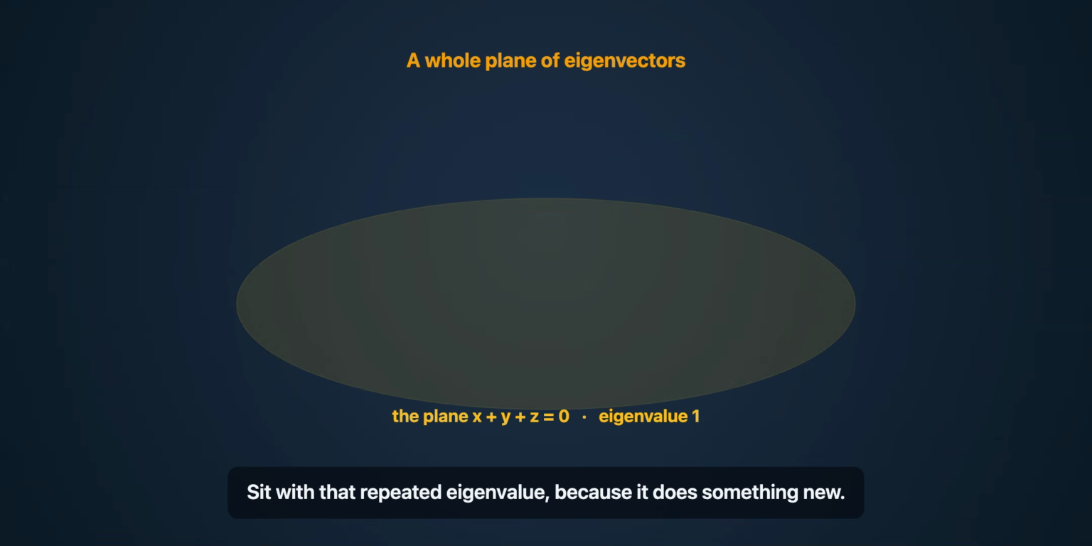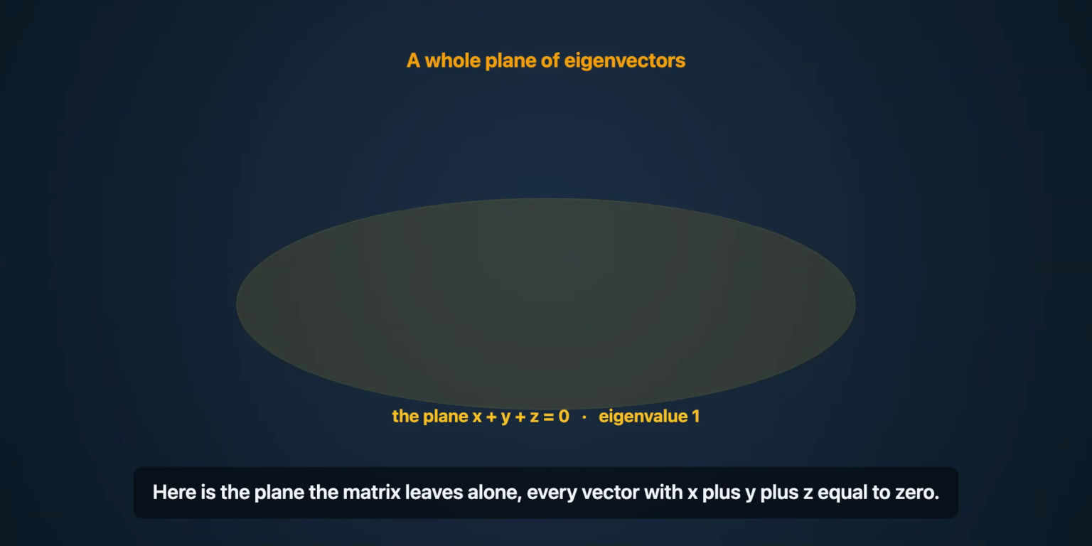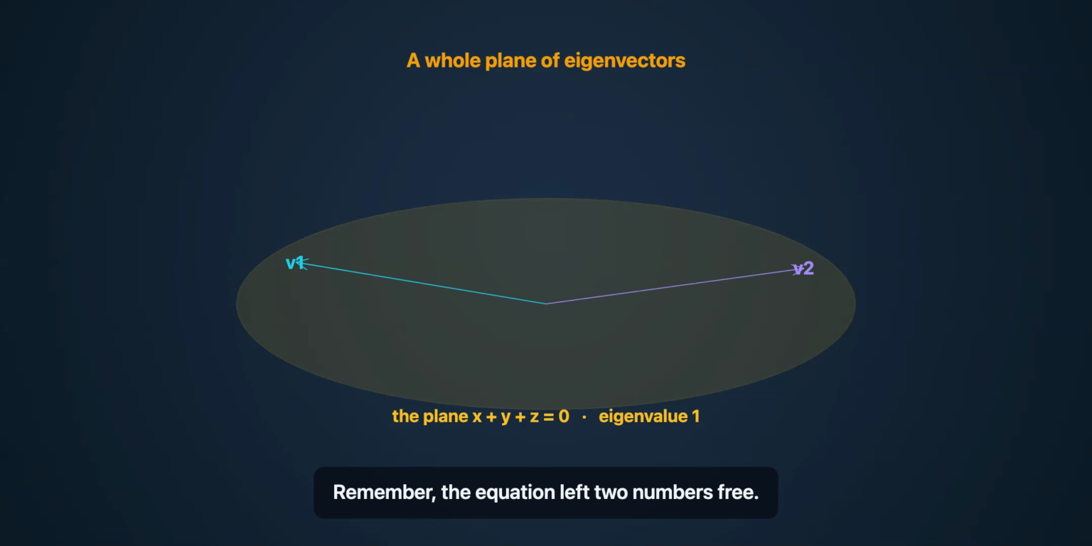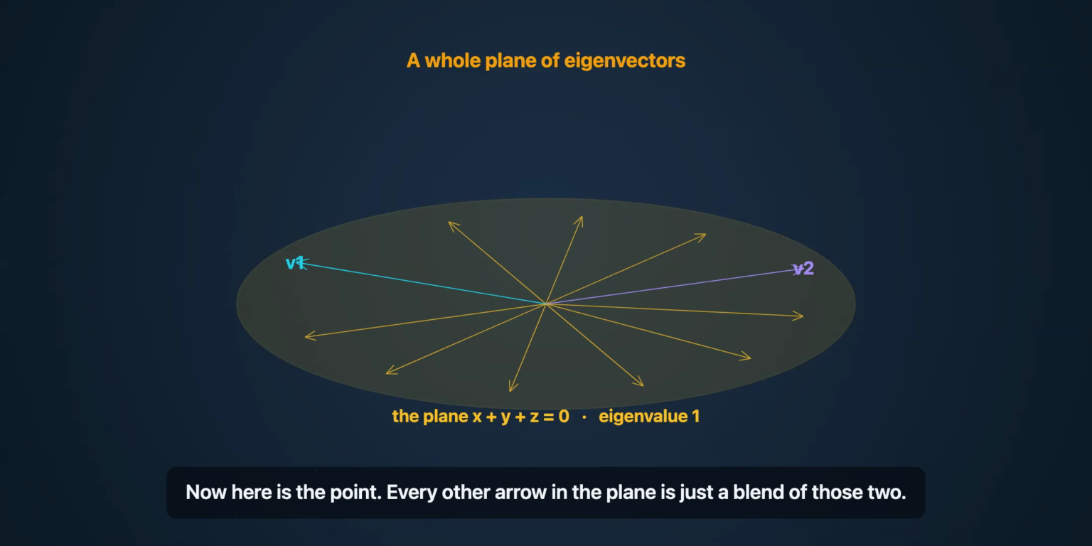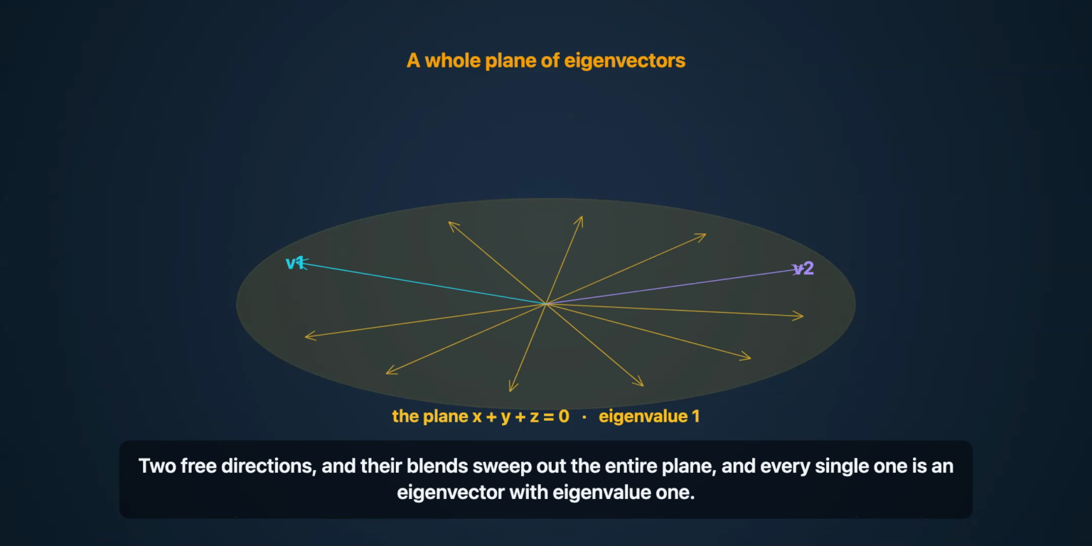Sit with that repeated eigenvalue because it does something new. Here's the plane the matrix leaves alone. Every vector with x plus y plus z equal to 0. Remember, the equation left 2 numbers free, so pick 2 directions inside the plane, call them v1 and v2. Now here's the point. Every other arrow in the plane is just a blend of those 2 free directions, and their blends sweep out the entire plane, and every single one is an eigenvector with eigenvalue 1.